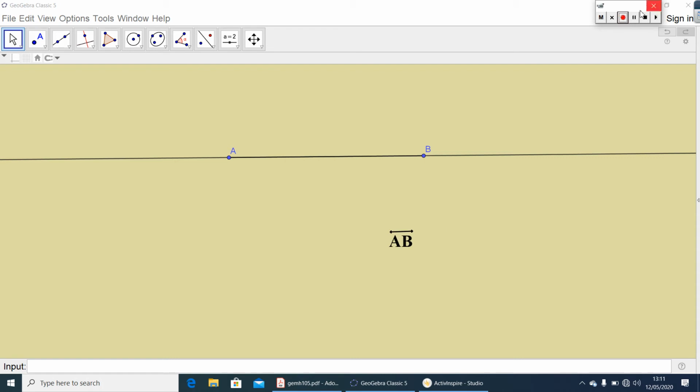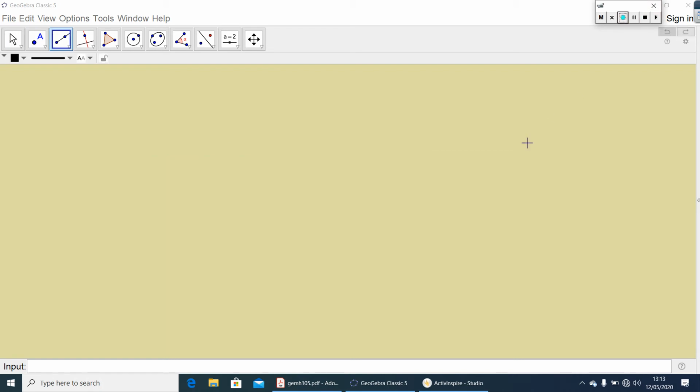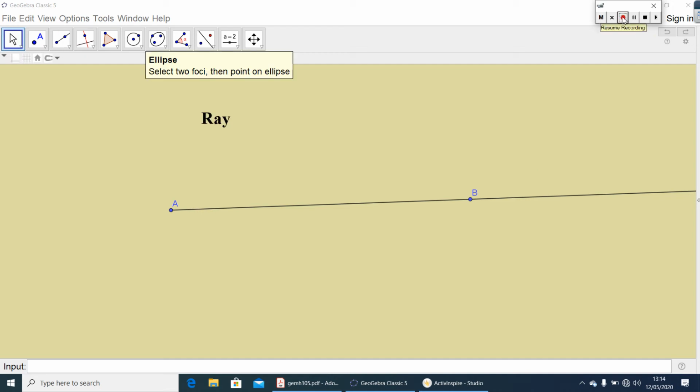Now let me take a portion of a line. It starts from a point and goes endlessly in one direction. This we can call a ray, and it is denoted by AB and it is read as ray AB.